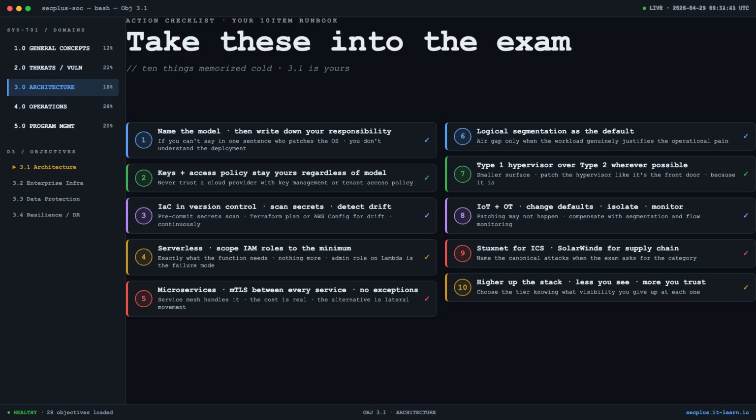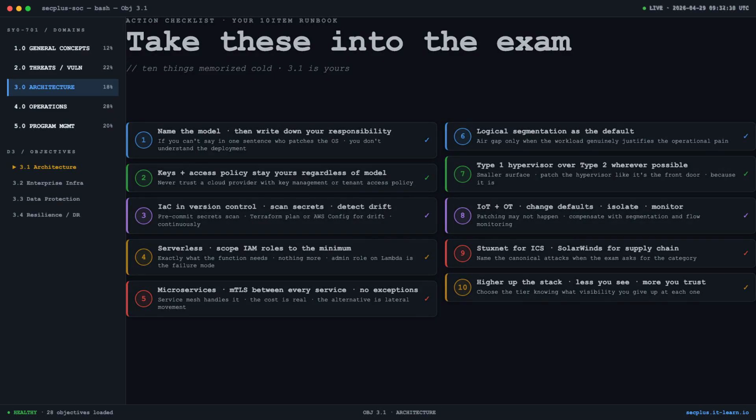8. For IoT and OT, change default credentials, isolate the segment, accept that patching may not happen, and compensate with monitoring. 9. Name Stuxnet when the exam asks for an ICS attack. Name SolarWinds when it asks for a supply chain attack. 10. The higher you go up the cloud stack, the less you see and the more you trust the provider. Choose accordingly. Next up, Objective 3.2, Security Principles for Enterprise Infrastructure.